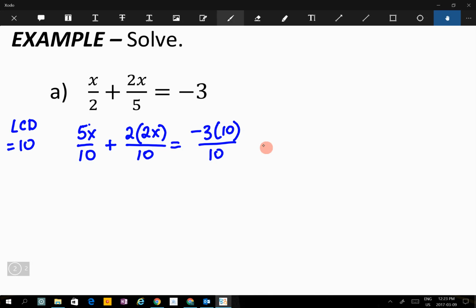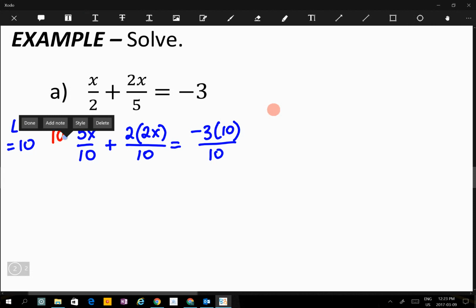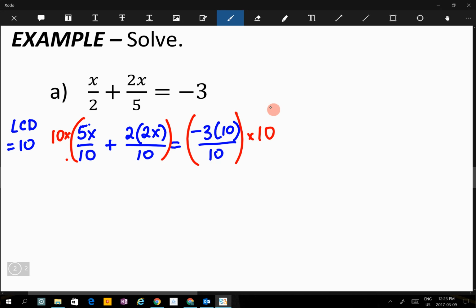Maybe a better way to explain it is, imagine me taking this entire equation and multiplying everything by 10, both the left side by 10 and the right side by 10. What would that do? Well, imagine the distributive property. The distributive property says to multiply the 10 with each of the terms inside. The 10 will just cancel out with the 10 on the bottom, and this 10 will cancel out with this 10. So I'm multiplying 10 on both sides to balance the equation, and by doing that, I can cancel out those 10s in the bottom.